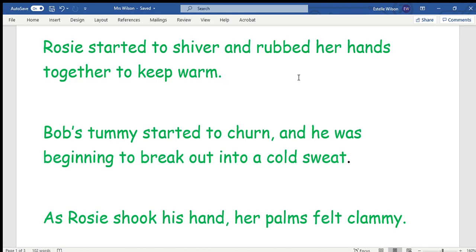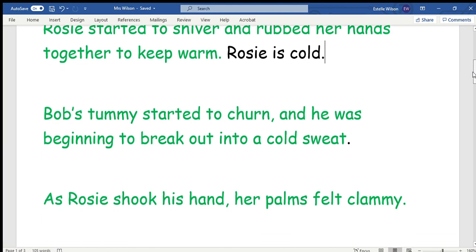Well, this sentence is showing me that Rosie is cold. How do we know that she's cold? Well, there's a few things that give it away. The fact that she is shivering and that she's rubbing her hands together. Okay, let's look at the next one.